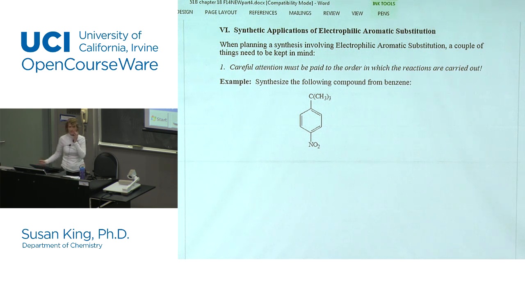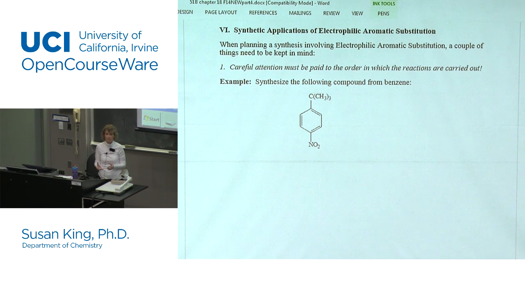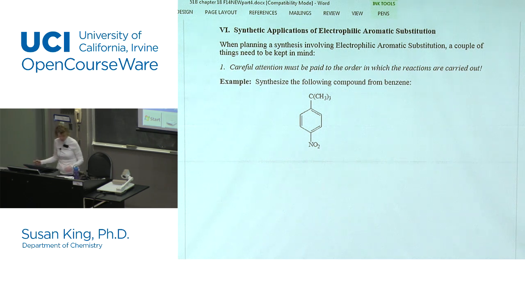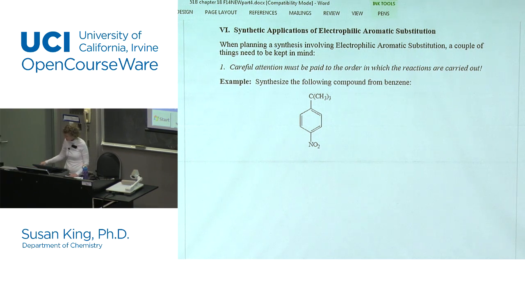All right, one of the first things you need to keep in mind when you're doing electrophilic aromatic substitution and you're putting on more than one group on the benzene ring, the order is critical. If you do the right steps but they're in the wrong order, you'll get the wrong compound and you don't get partial credit. Okay, so you have to think about the order when you're putting things on a benzene ring. So, for example, this compound right here.